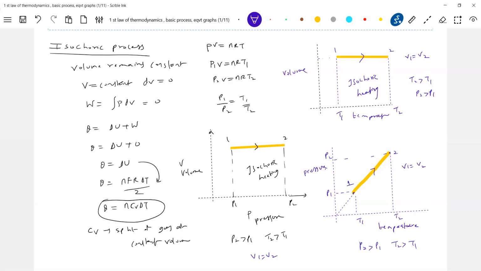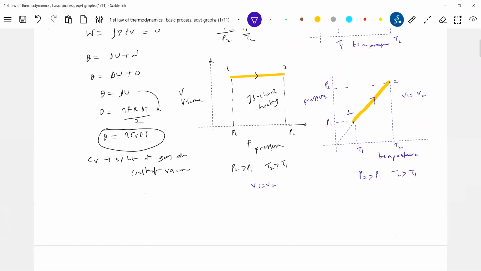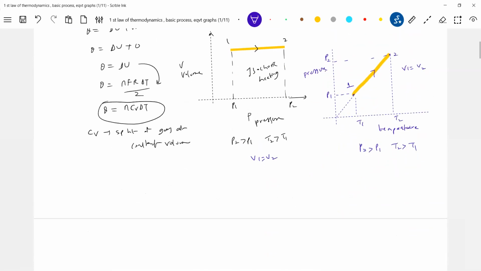As intensity increases, heat will be absorbed. So in an isochoric process, when the gas absorbs heat, what will happen? It will be converted into a rise in internal energy.